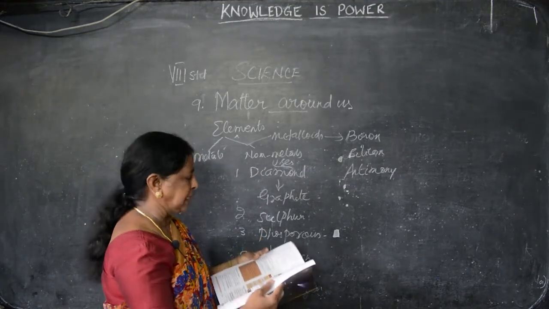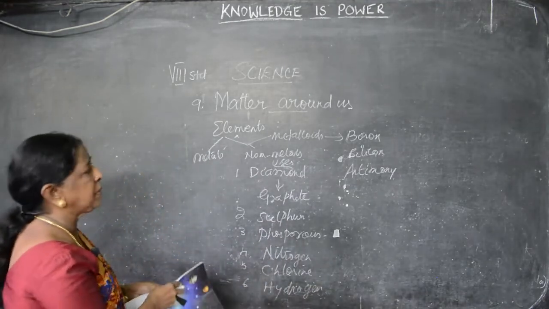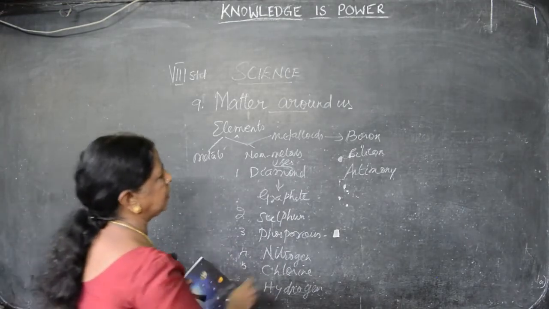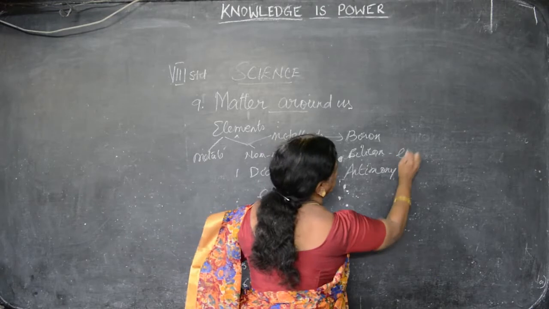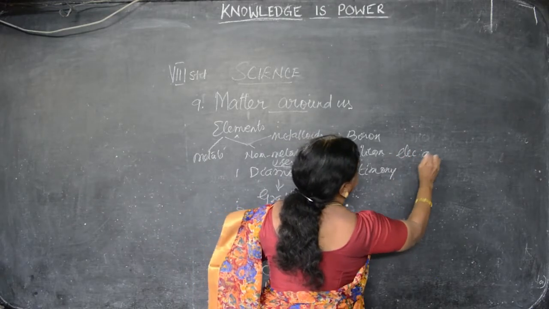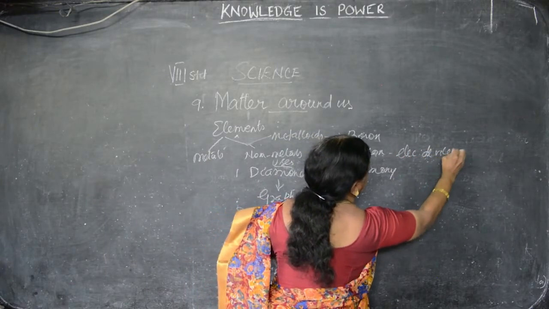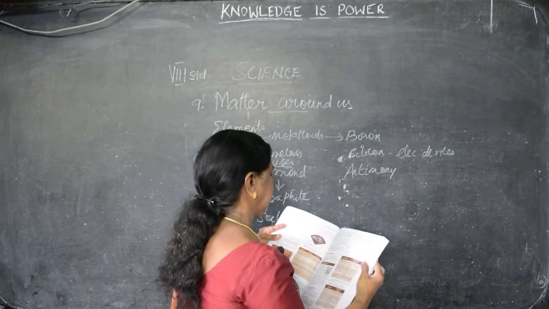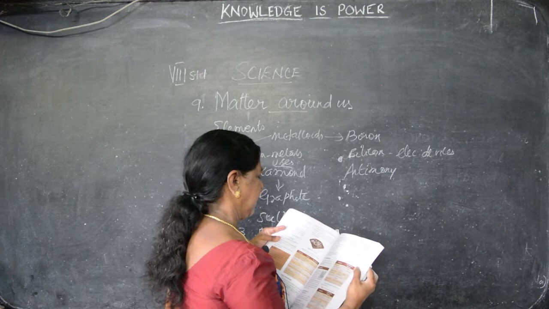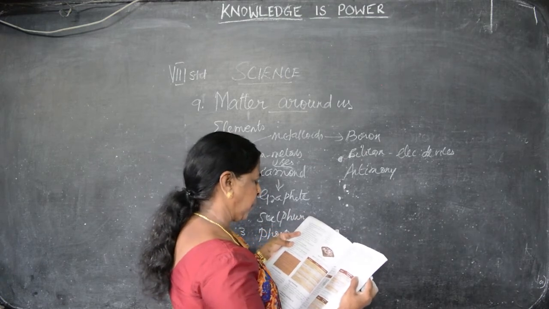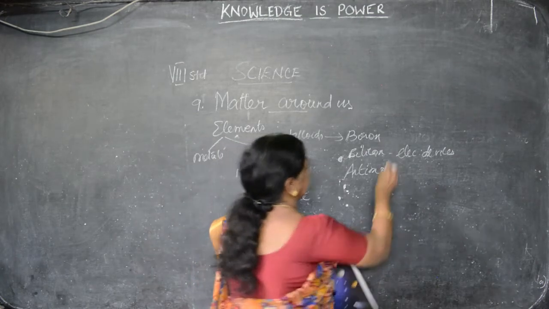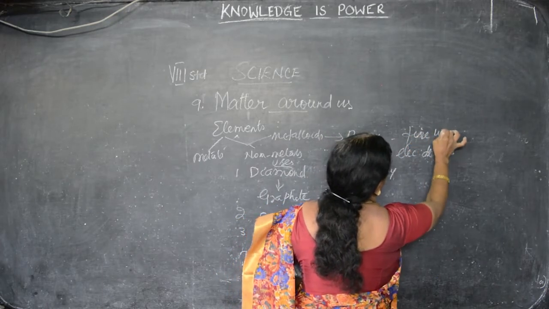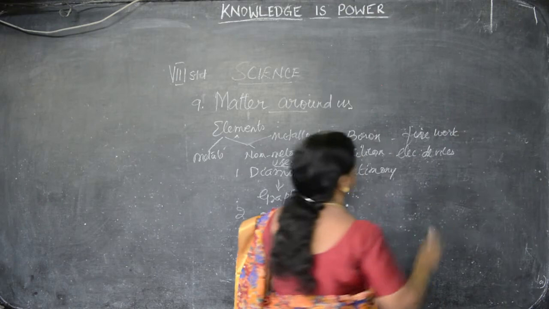What are the uses of metalloids? Silicon is used in electronic devices. Electronic devices means what? That is, electrical appliances. So they have different properties. Boron is used in fireworks. Clear?